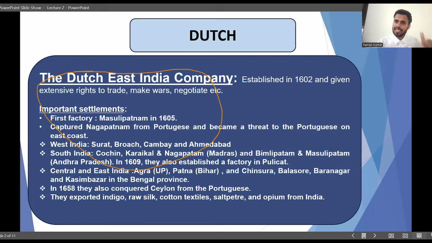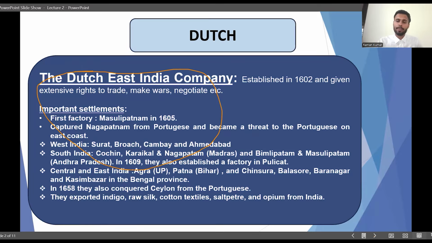So we will begin with the Dutch now. The Dutch East India Company was established in 1602, and they were given extensive rights to trade, make wars and negotiate on behalf of their nation. There are many other facts in this regard, but in these slides I will only tell you the facts which are most important for you to know. Of course, you can refer to the textbooks and other reading material provided by Metis IAS for detailed facts. The important settlement of the Dutch was the factory in Masulipatam in 1605.